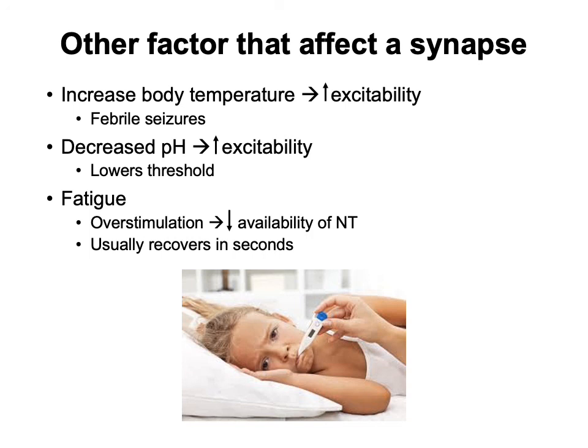Fatigue of a neuron: if it's overstimulated, it can actually run out of neurotransmitter, because it's releasing neurotransmitters faster than it can recycle them. And this usually recovers rather quickly in a few seconds on its own, especially if the neuron stops firing.